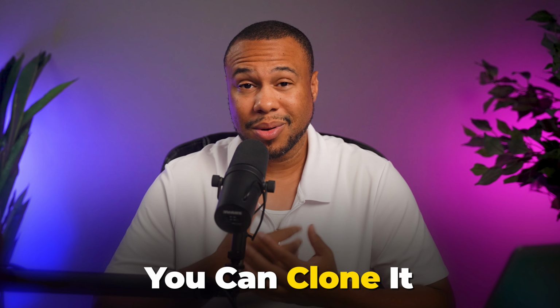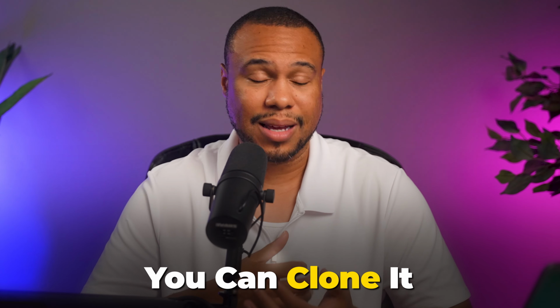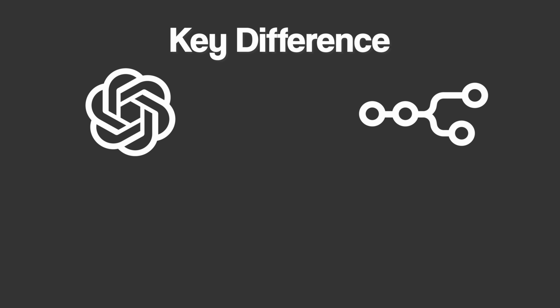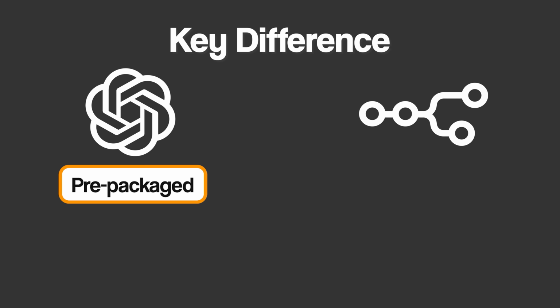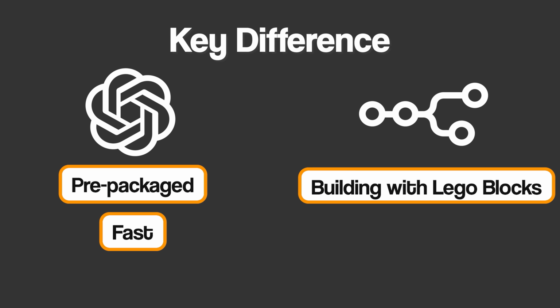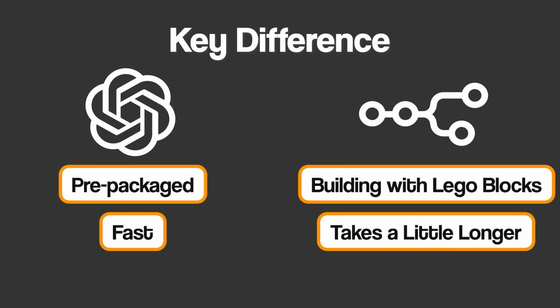Now, before we move on, I need to tell you something about N8N that nobody really mentions. This routing system we just built, you can actually clone it. You can save it as a template, you can share it with other people. Suddenly, you're not building from scratch every single time. That's one of the hidden superpowers here. Here's the key difference. In Agent Builder, everything is pre-packaged. It's fast. In N8N, you're building with Lego blocks. It takes a little bit longer, but you can build almost anything.